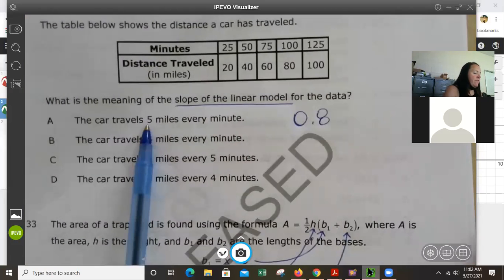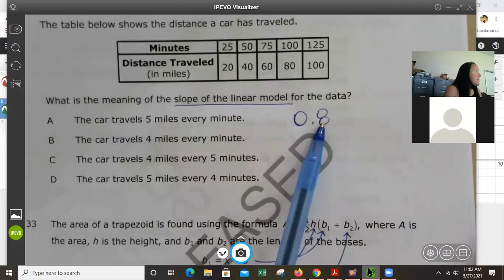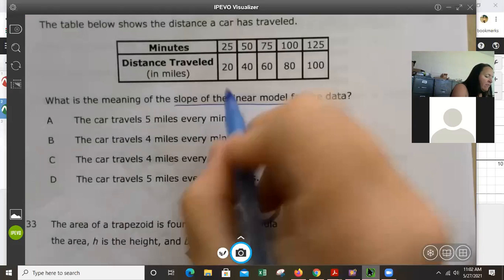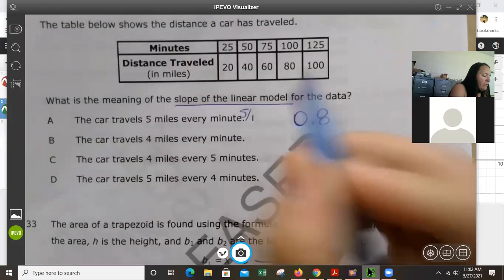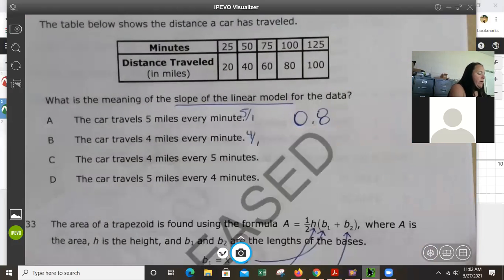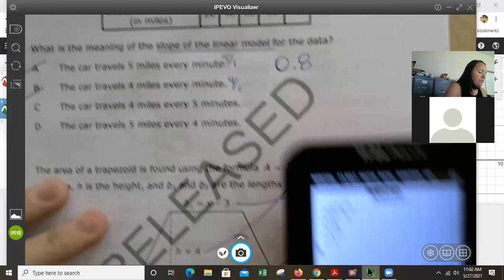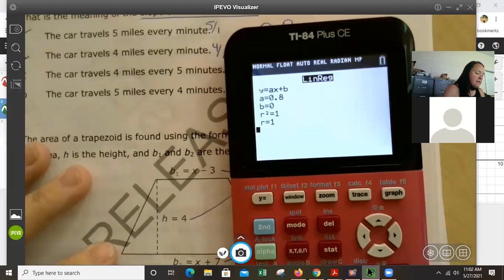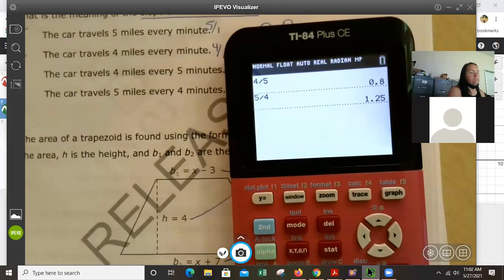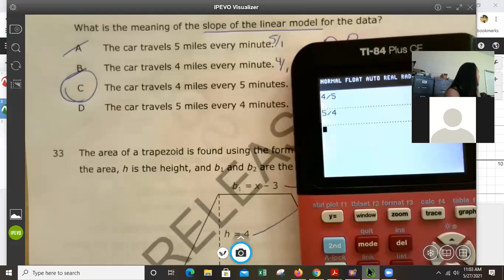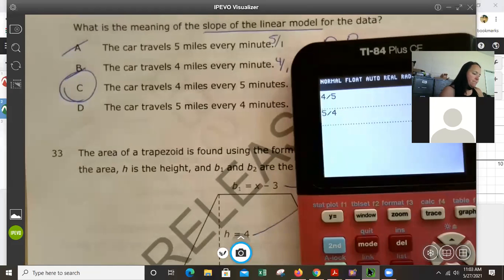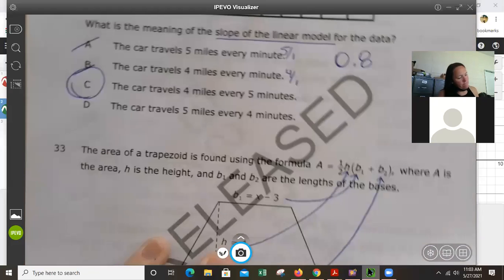This one says 5 miles every minute and 4 miles every minute. That's not this one. Does everybody understand that? That would be 5 over 1, which is 5, or 4 over 1, which is 4. So neither one of those are right. So now what we have to figure out is it 4 miles every 5 minutes or is it 5 miles every 4 minutes? Does that make sense? Everybody see that? Okay.